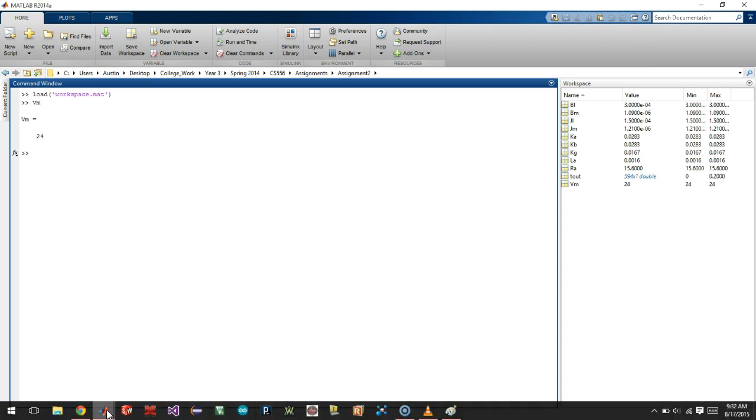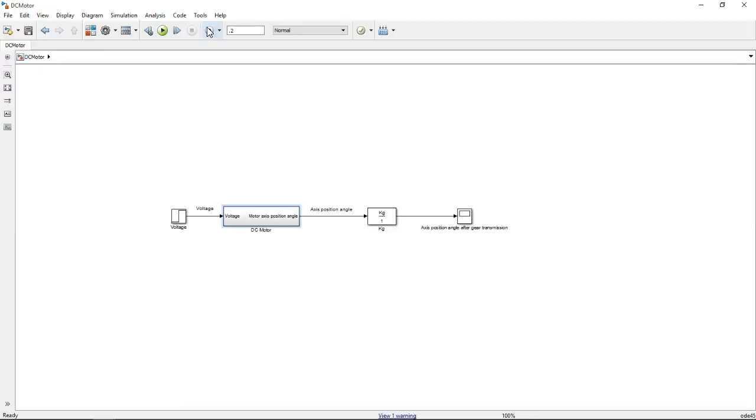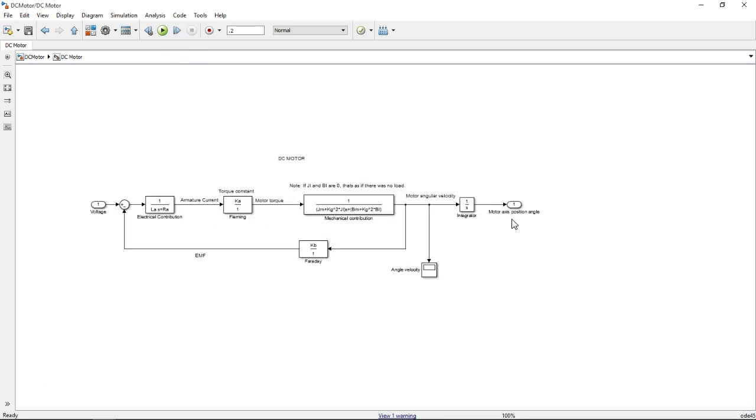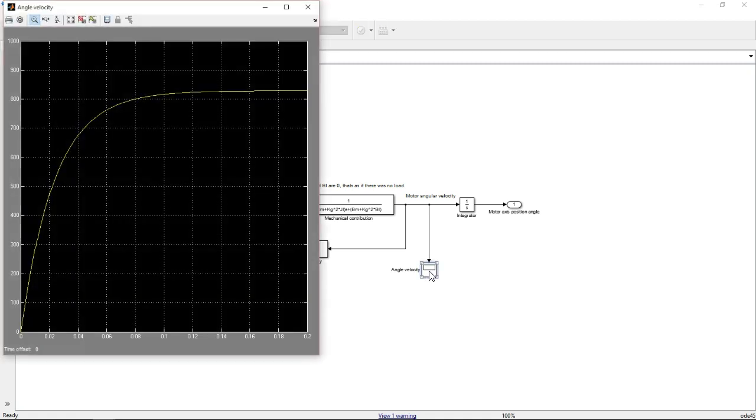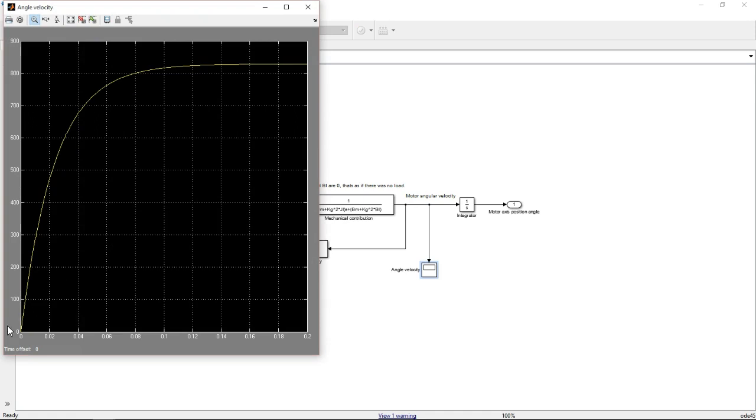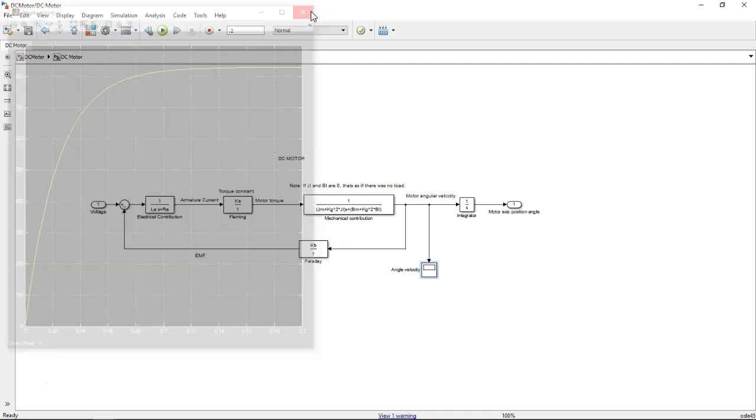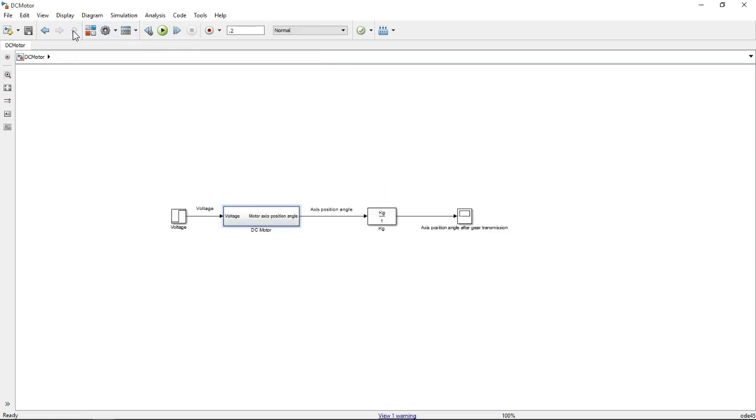So when I run this model, if the voltage was 24 volts, this is how my velocity, for example, would look. This is just a scope that I put in the middle of the line to detect what the signal is at that point. If I look at it, you can see that with 24 volts, it originally speeds up and then it gets to a certain point where the speed remains constant. And that's just looking at one part of the system. There are other parts that you can look at as well.